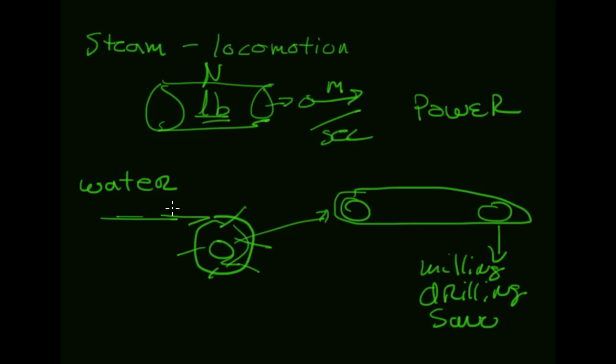But again, this is a gravitational fall. Water's moving from a higher level to a lower level. So it's much like hydroelectricity, except there's no generator in the process.